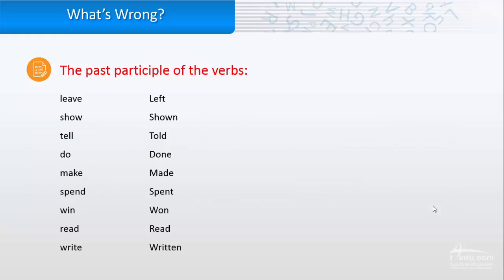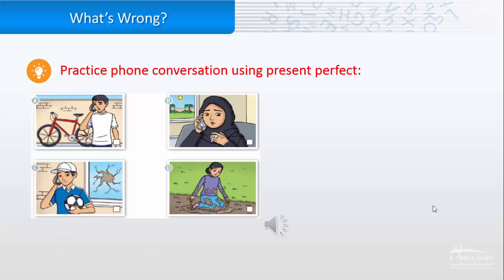The past participle of the verbs, for example, leave is left, it's irregular, show, shown, tell, told, do, done, make, made, spend, spent, win, won, read, read, and write, written. So these are some examples of the irregular verbs of the past participle ones. Now I want you to practice the phone conversation using present perfect. So let's listen, then practice them.